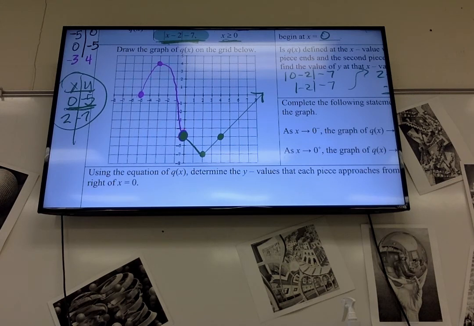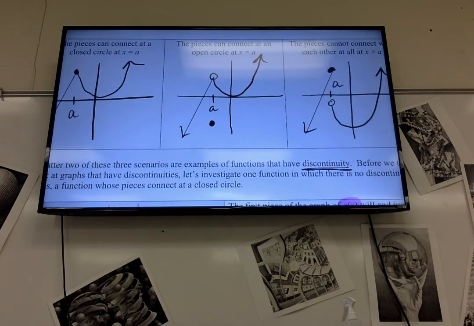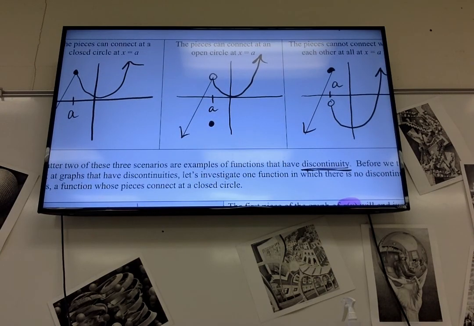Not anymore. Because that open circle went away, it became like the very first one we did up here. That's what happened here. Either the line or the parabola probably originally had an open circle, but the closed circle always covers up the open circle. So it is actually continuous. The only two up here that aren't continuous are the second and the third one.